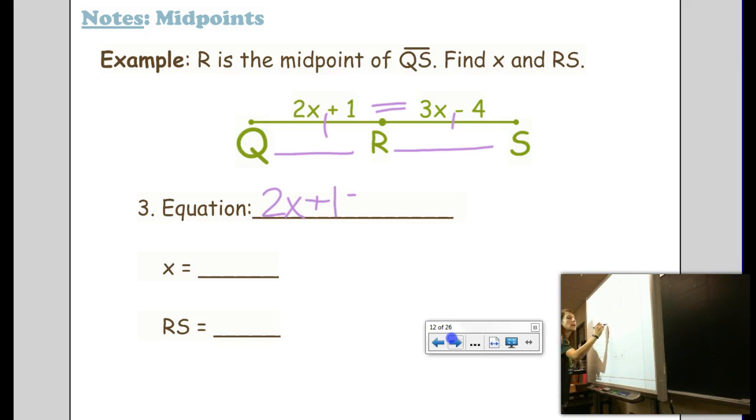2x plus 1 equals 3x minus 4. When you see midpoint, that means the two sides are equal. Ooh, now we have to solve that. So if you like algebra, you are now solving that by hand. Go, do it. If you don't like algebra, you're putting this into y1 and this into y2. The answer is not as crazy as last time. Oh yeah, I do promise.